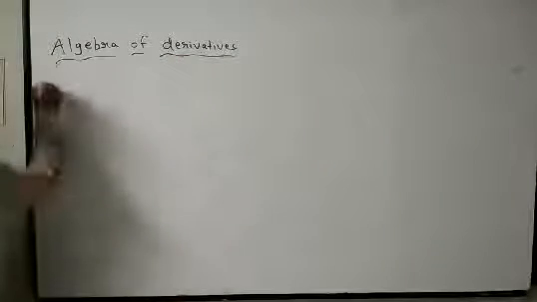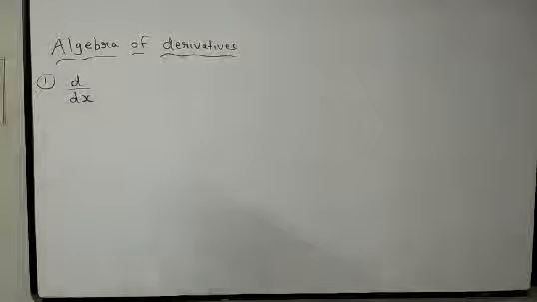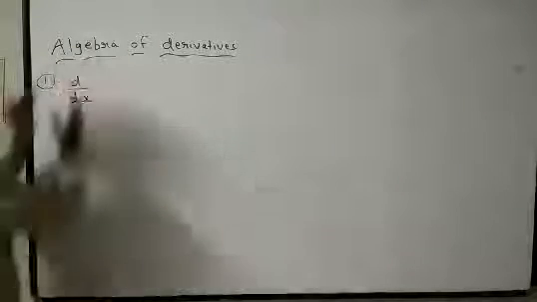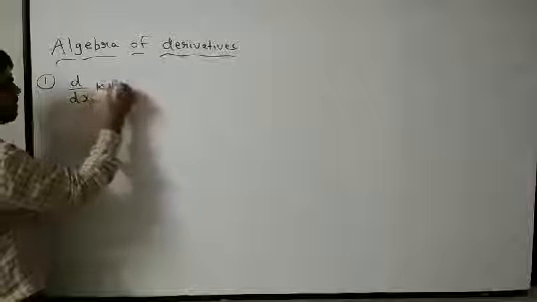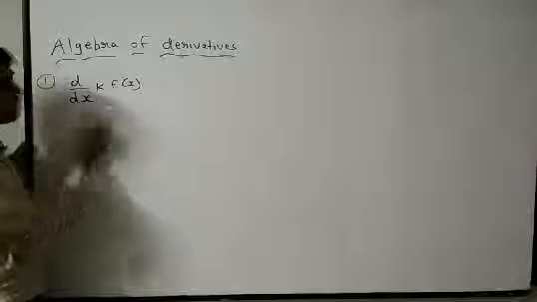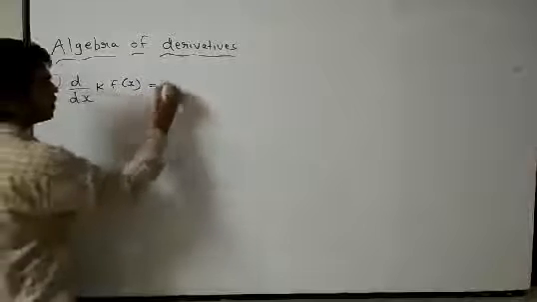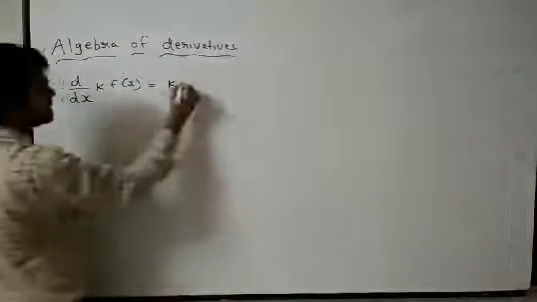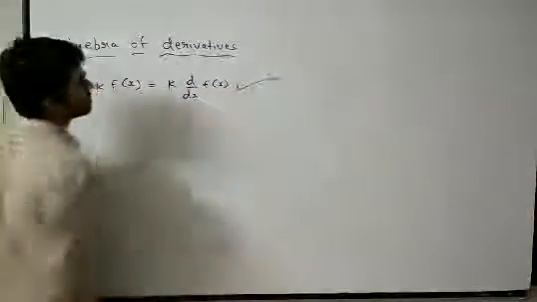Now in algebra of derivatives, consider that, all of you know what d by dx is. I hope everyone knows what we mean by d by dx. d by dx means we are doing differentiation with respect to x. So for example, say k into f of x. We want to do the differentiation of f of x and k is a constant. Then always the constant will stay outside of the differentiation, and here it will be d by dx of f of x.